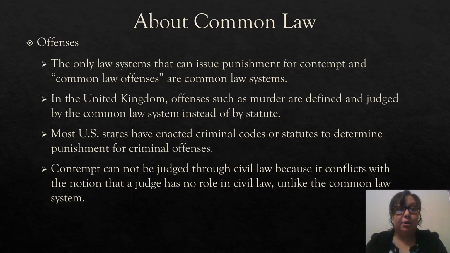Common law also has its own offenses, such as offenses against common laws that can only be punished by common law countries. So in the United Kingdom, offenses such as murder are defined as judged by the common law system instead of by statute, because they have a jury court. And so most U.S. states have enacted criminal codes or statutes to determine punishments for crimes and are, of course, judged by judges.